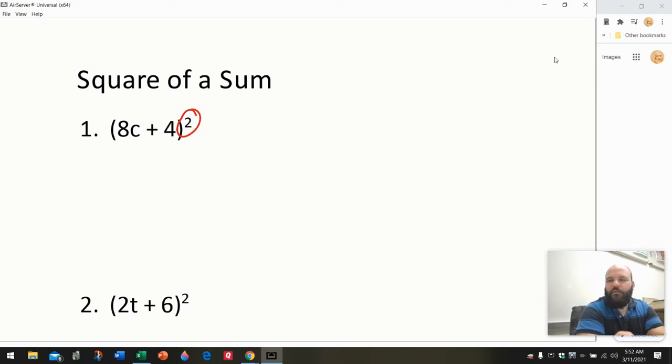So what you need to remember is that when you square something, it is multiplying something by itself. So that is what we're actually going to show. I highly encourage you to write this square out. Many times students think that they can take this 2 and multiply it there and just distribute it to the powers of 8c and 4. And unfortunately, that is incorrect. You cannot do that in this instance.